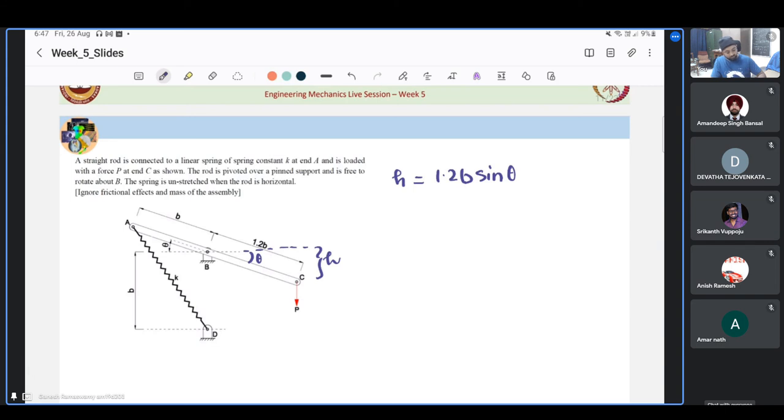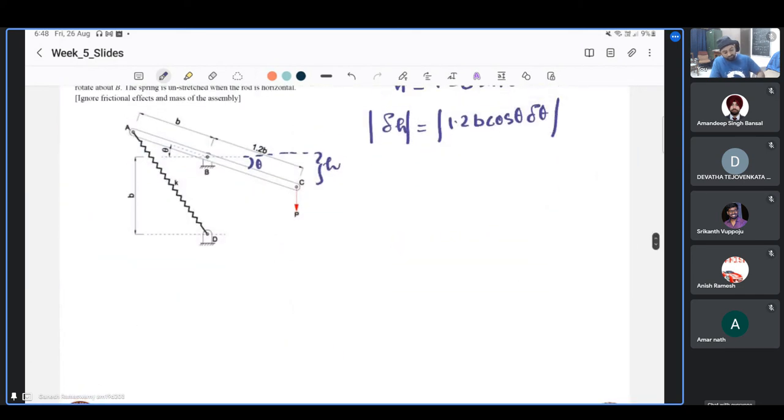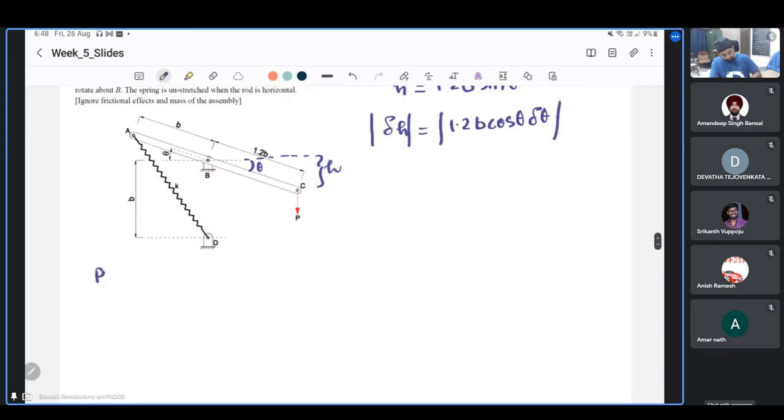Okay. So if we were to give it a virtual displacement, what will this come out to be? It will be 1.2 b cos theta delta theta. And we are always to consider the absolute value till we write the principle of virtual work. That is something to be kept in mind. Likewise, we have got the elongation. If we have to write the principle of virtual work now, let us say that theta increases. Say theta increases. So P will do a positive virtual work, we can see.